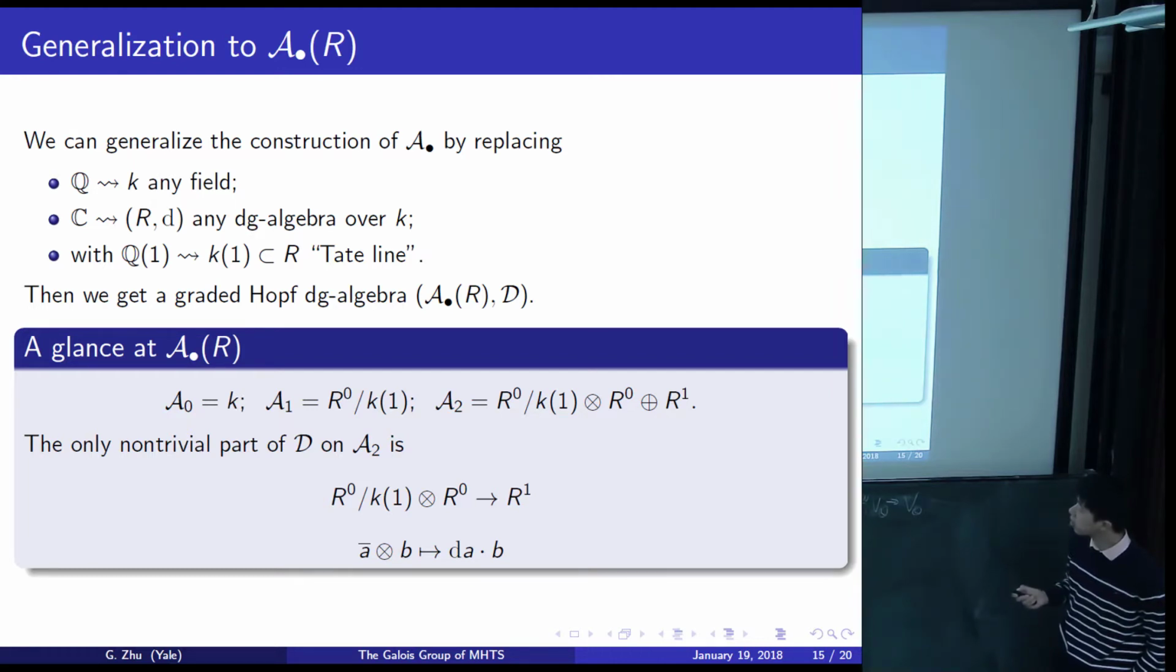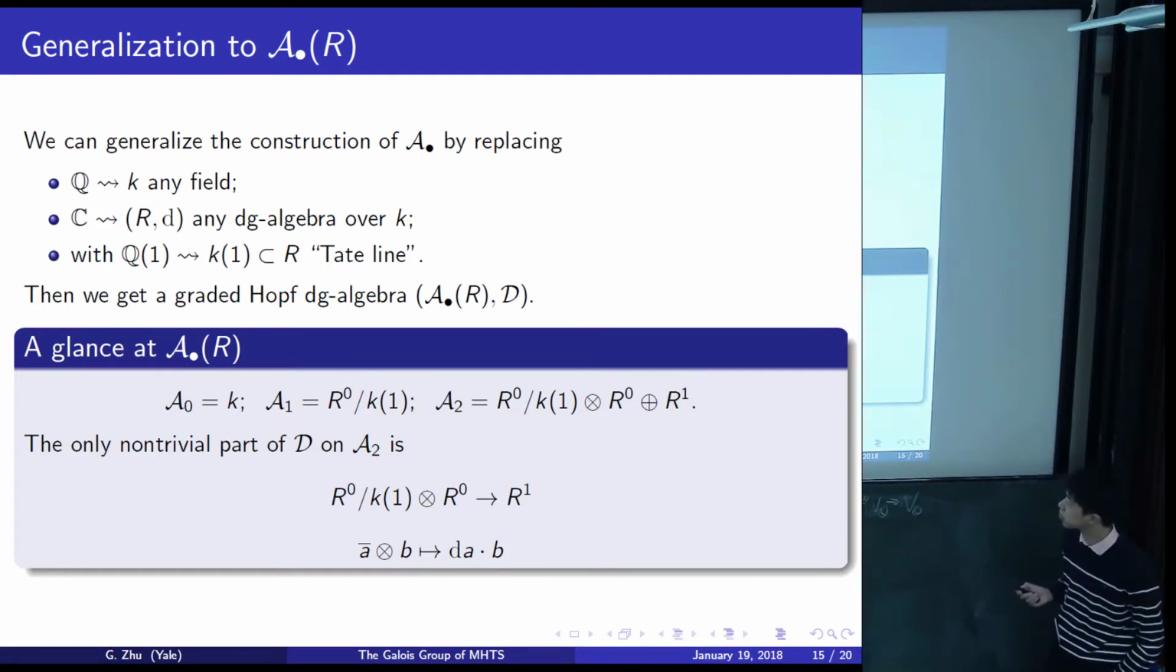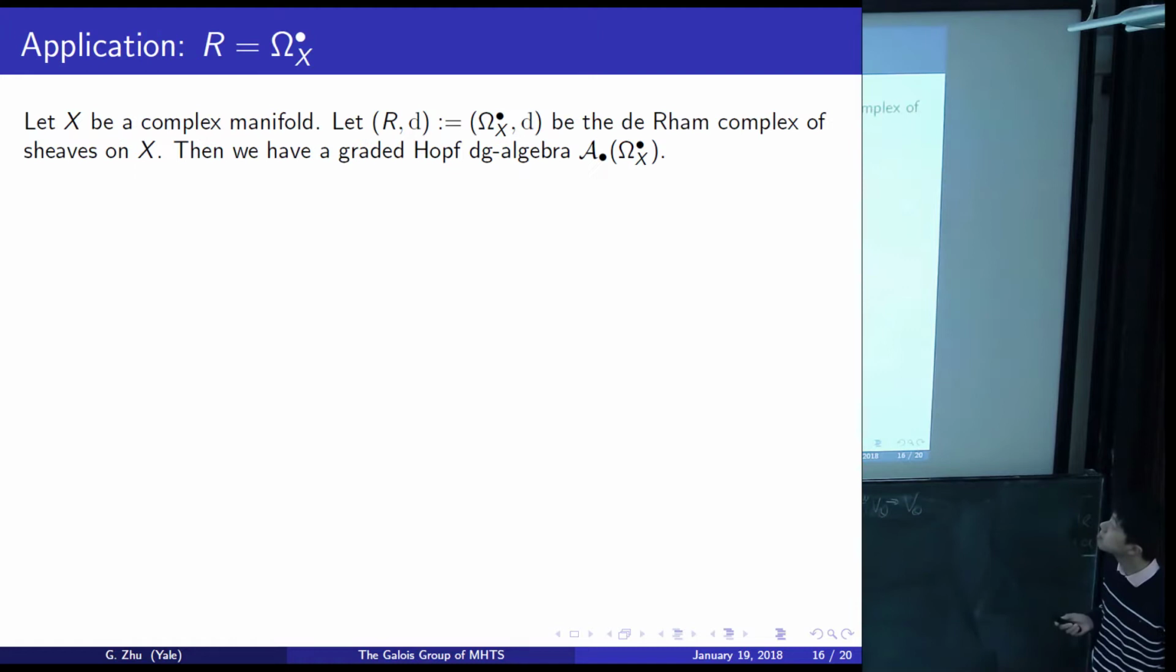So R0 mod K tensor R0 mapping to R1, that is the differential. It sends a bar tensor b to da times db. One can easily see the right hand side is in R1. Here the dots denote the extra weight grading, so the differential does not change this weight. Okay, so that's a glance at it. So anyway, we can construct some Hopf algebra.